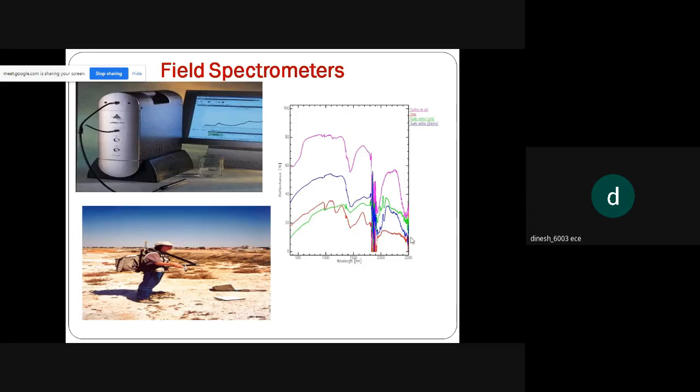This is an example of a field spectrometer. You are having a processing unit. You can see this is a processing unit, a sensor, which acquires information, and a display unit of graph. So that graph is elaborated here. Okay, here is the person who is carrying that. Now to measure soil strength.